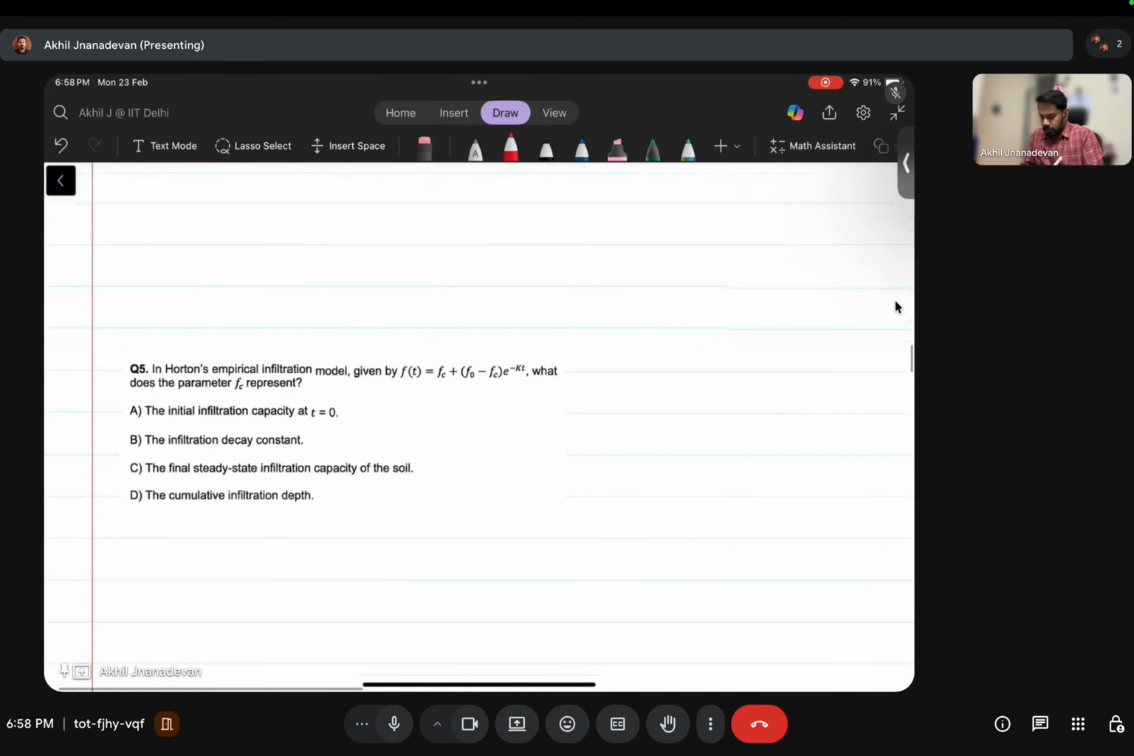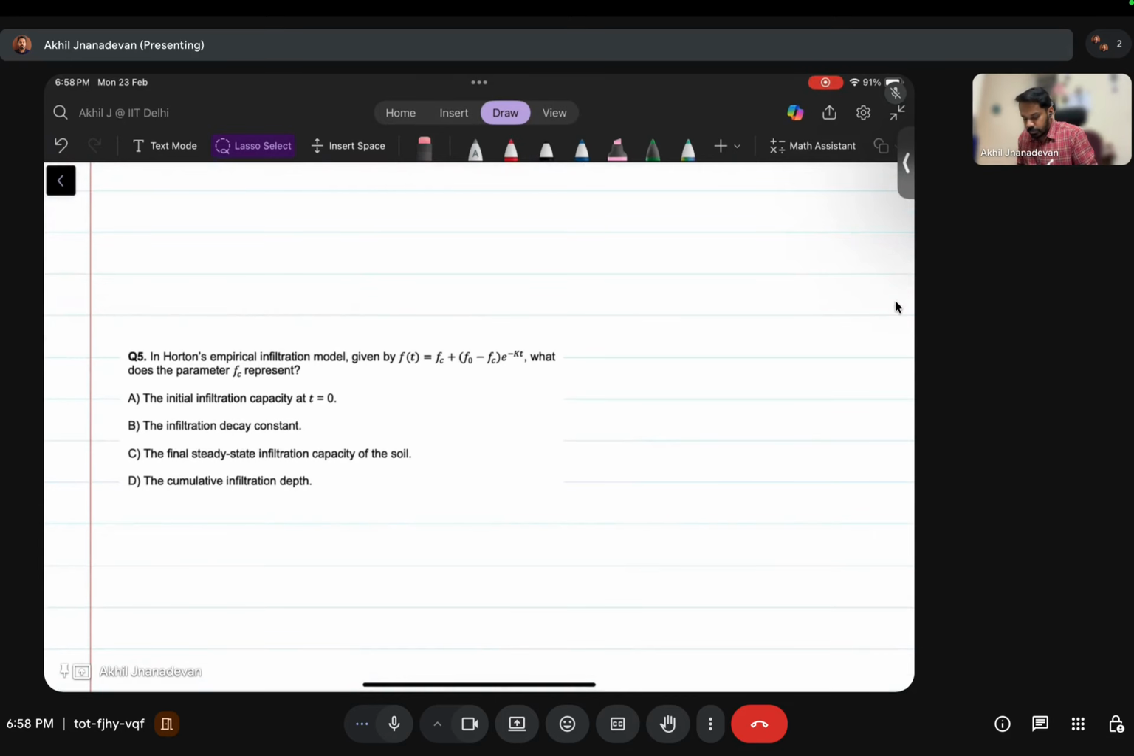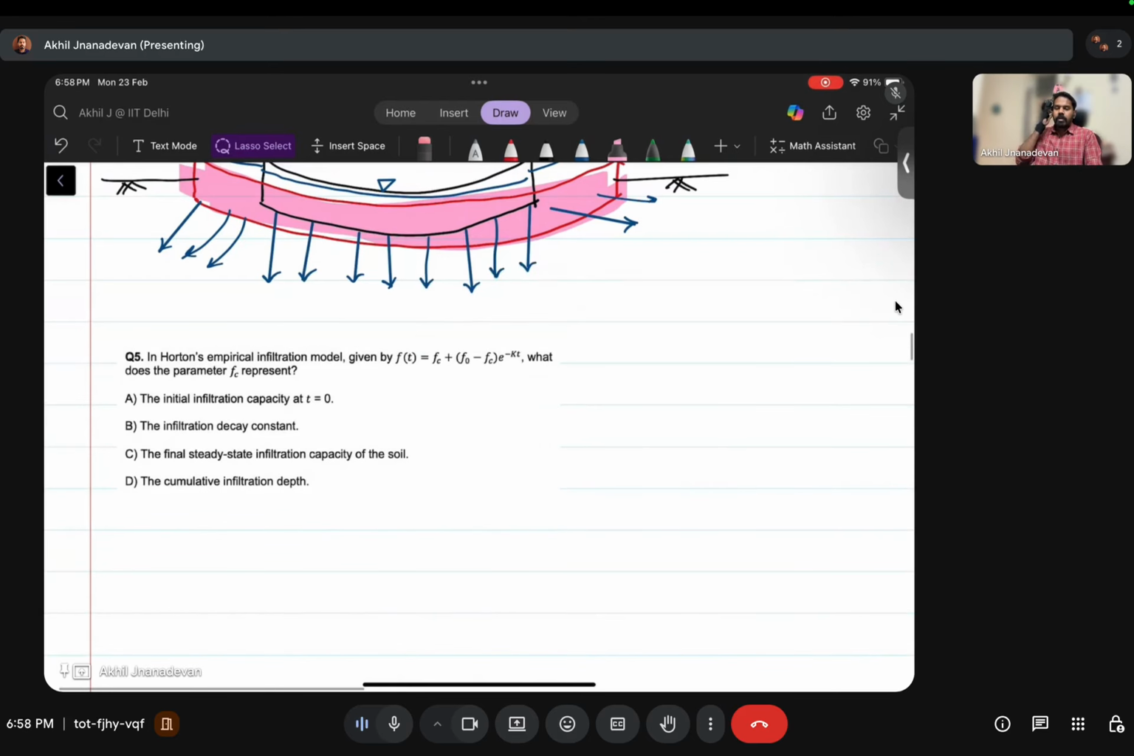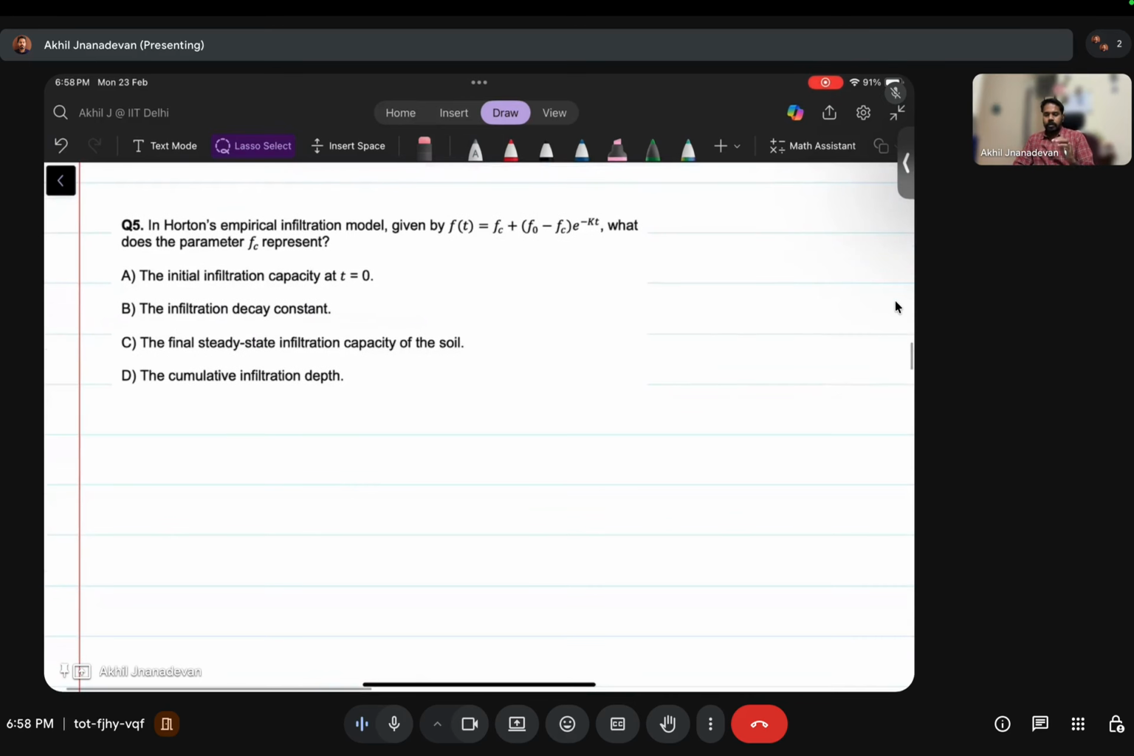Okay, so we can move to the fifth question. Similar to the evaporation chapter, here also we are measuring infiltration using three methods. One is the experimental methods, and then we are estimating infiltration using empirical methods, that is, mathematical equations, and also analytical or theoretical equations.